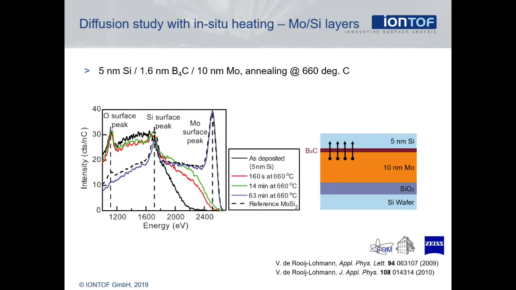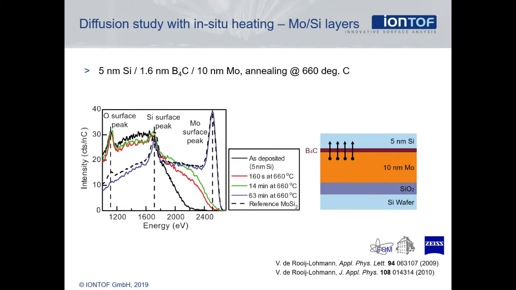The LEIS spectrum of the sample as deposited, the black spectrum, shows no molybdenum surface peak, only silicon and oxygen. To the right of the silicon peak, the in-depth signal of the buried molybdenum layer is visible. Heating the sample in the analysis position to 660 degrees C and taking spectra makes the diffusion of the molybdenum visible. The in-depth signal is moving towards higher energies as the interface is moving towards the surface.